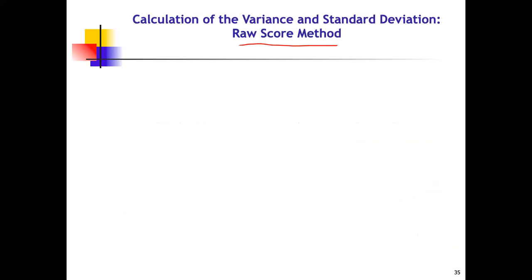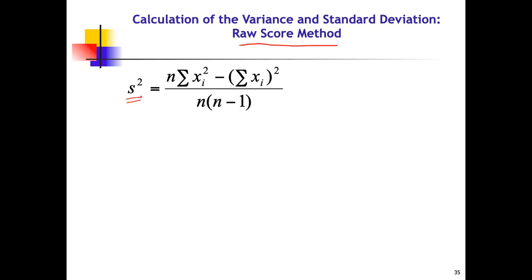And how is this done? The raw score method is given by the following formula. That is S squared, as what we have indicated. This is our sample variance, and that is given by N times the summation of the square of each data value. Take note of that. Minus the square of the sum of all data values. And we divide everything by N times N minus 1.